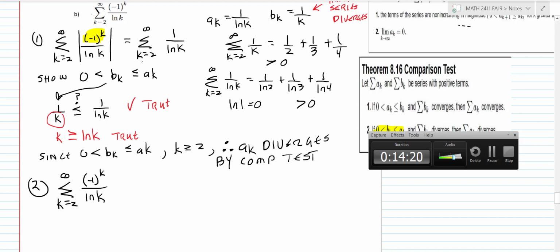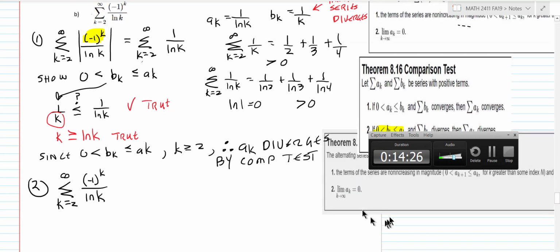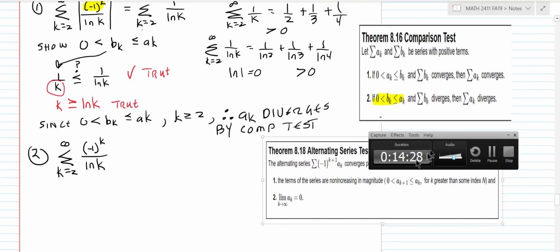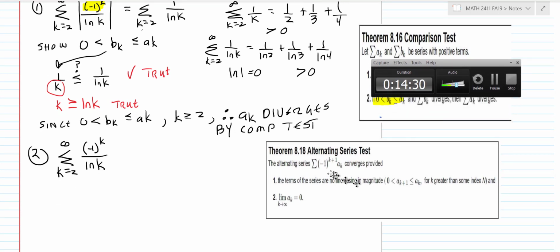Well, this is an alternating series, so we need to refer to the alternating series test. Let me bring this down. When I'm going over this, I always like to show you that you always refer to whatever that test tells you to do. If we're going to show the convergence of an alternating series, you have to show the terms are non-increasing, and you have to show the limit equals 0. So I'm going to branch off and do these two things.